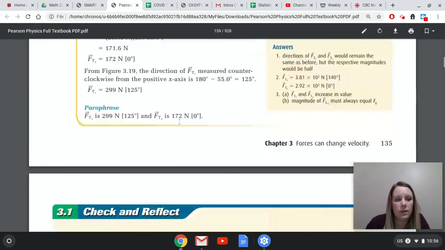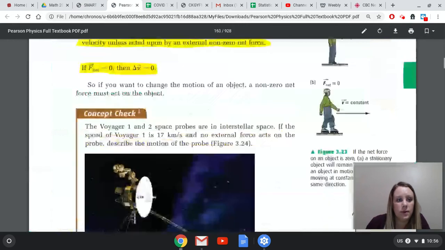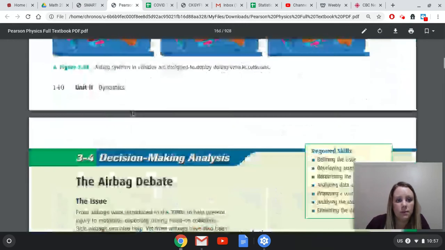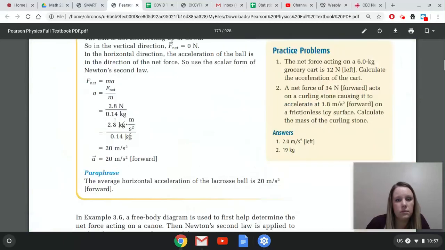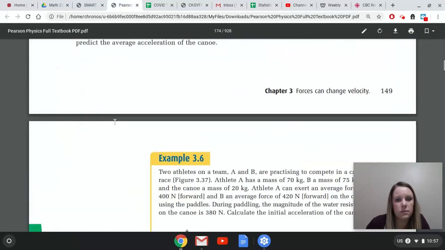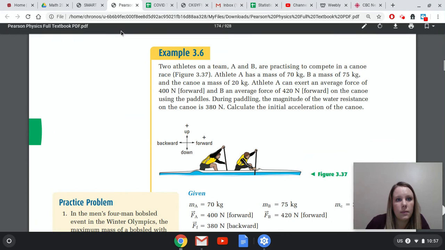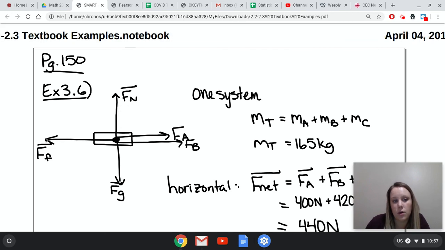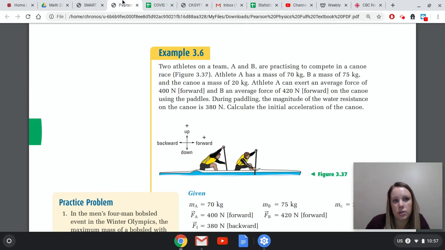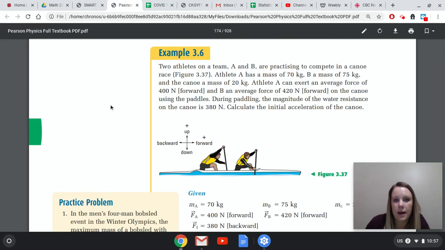Now going all the way to page 150 for one last example. So 3.6, again, we have a free body diagram here. Gravity and force normal, you can ignore those for now until we learn more. We're more concerned about the x direction, what's happening. So we have two athletes, A and B. They're in a canoe race.